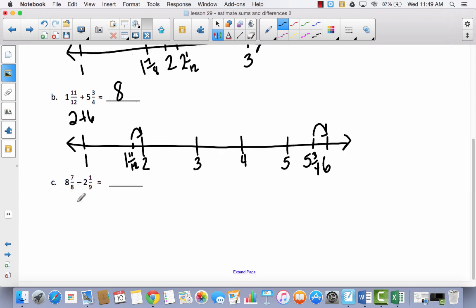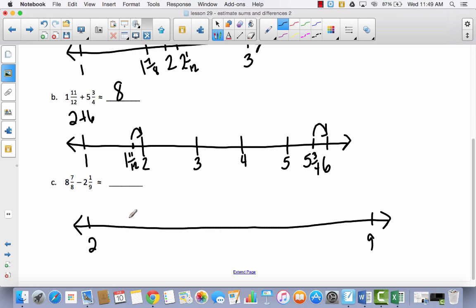Then I'm going to let you practice a little bit by yourself. All right, so let's try our number line again. Same thing, except this time we're subtracting. So I'm going to start with 2, and I'm going to end with 9. All right, so I've got 3, 4, 5, 6, 7, 8. So let's go back and label these. 3, 4, 5, 6, 7, and 8.